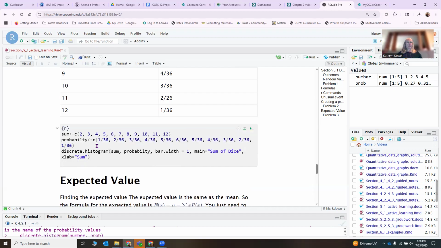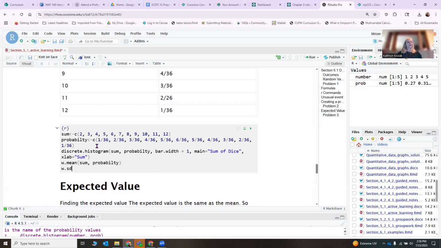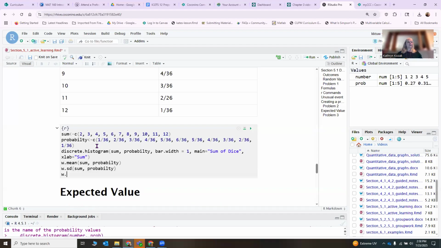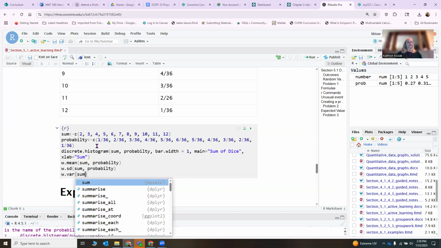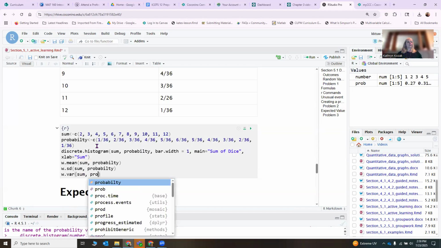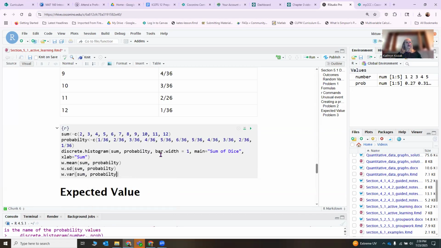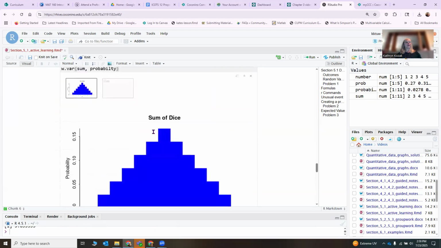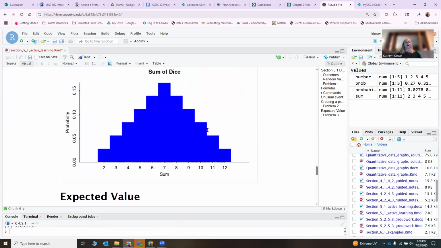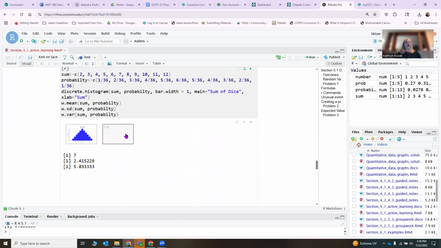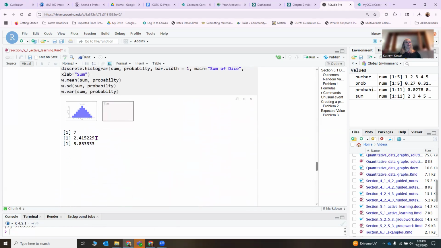And then I can go ahead and calculate my W.mean of my sum and my probability. I can do my W.SD of my sum and my probability. If you want the variance, W.var of your sum and your probability. And then I can just run this, and it'll run all of that for me. This is a very nice symmetric graph. I can find my mean, my standard deviation, and my variance.